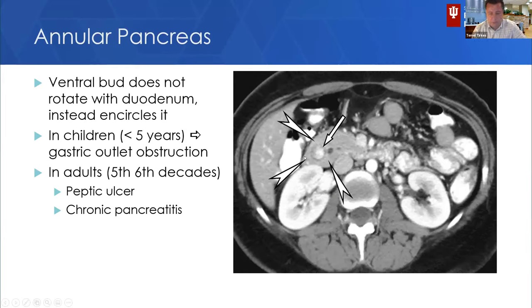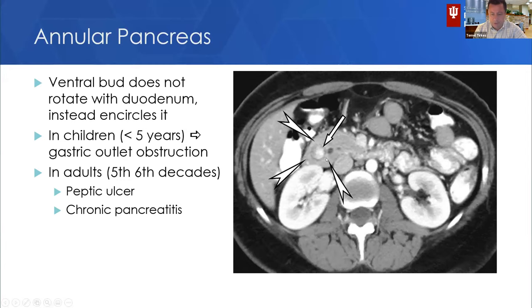Annular pancreas is also relatively common compared to the other anomalies. And this fish eye thing looking here is actually the duodenum, which is very compressed due to surrounding pancreatic tissue. This is not the normal configuration, as you know.